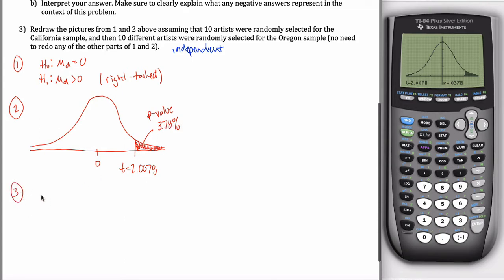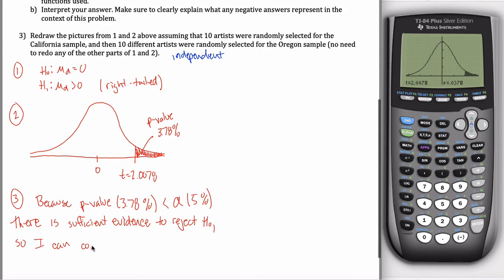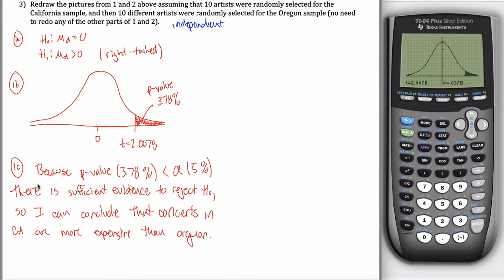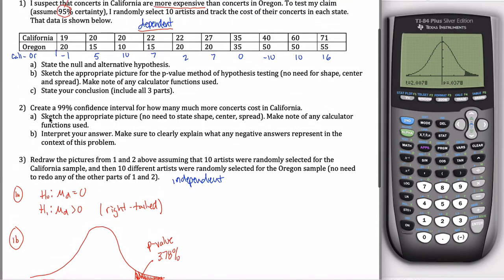So when I state my conclusion, I'd say something like, because the p-value is less than alpha, there is sufficient evidence to reject the null hypothesis. So I can conclude that concerts in California are more expensive. All right, and I guess that was 1A, 1B, and 1C, so I'll relabel that.